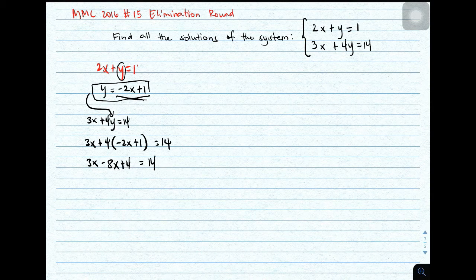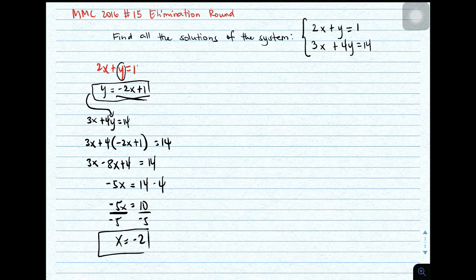And then, simplify natin yung ating equation. Negative 5x is equal to 14 minus 4. Negative 5x is equal to 10. And then to solve for x, divide by negative 5. So you have x is equal to negative 2. This is the value of x.